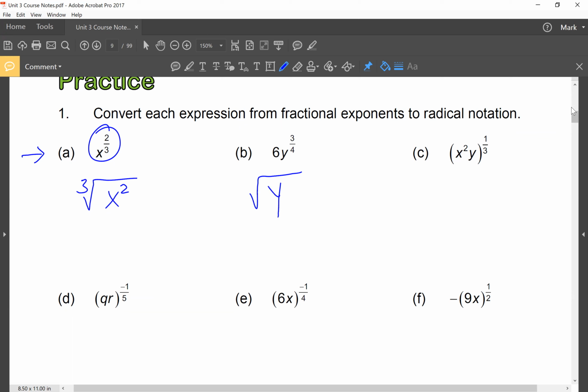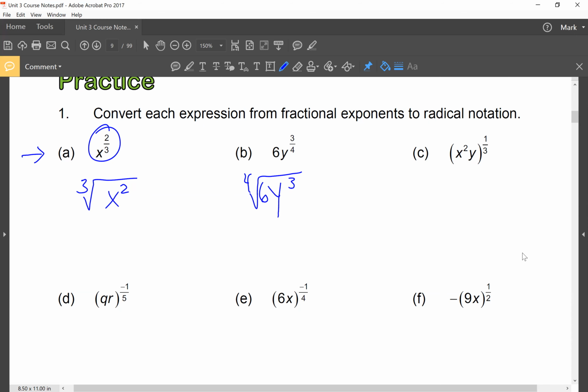For B, the same thing. I'm going to write root y, and I'll put a 4 here and a 3 here. Done. Now it gets a little bit more interesting. There are 6, teacher. Oh, a 6. Yes, thank you. Perfect. Sorry about that, yes, there is a 6 there. I'm going too quick, so I'm leaving out numbers.